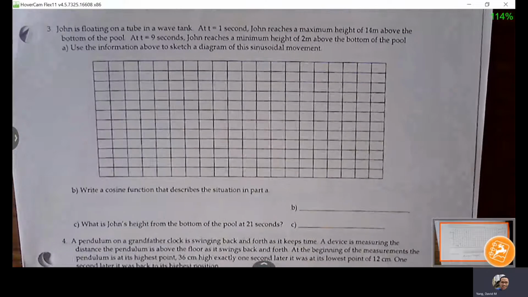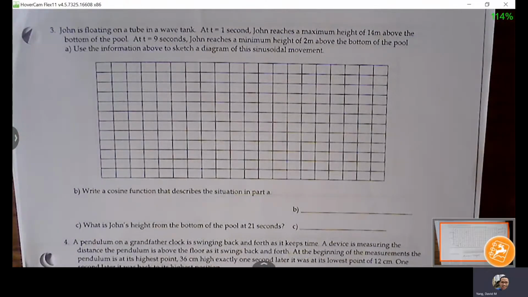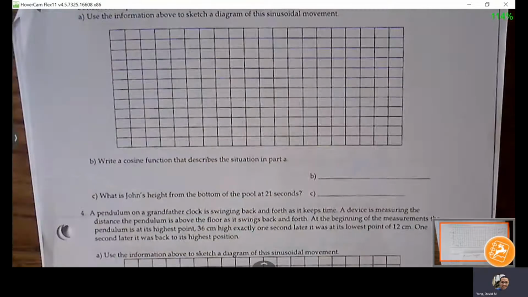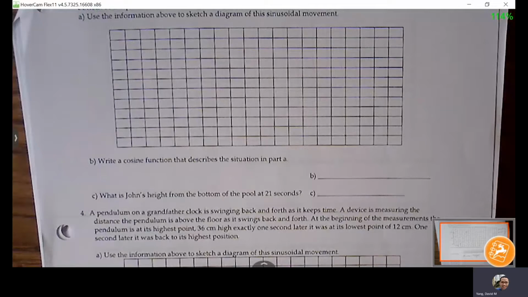All right, try number 3. All right, does anybody still need to look at this page? Everybody okay?